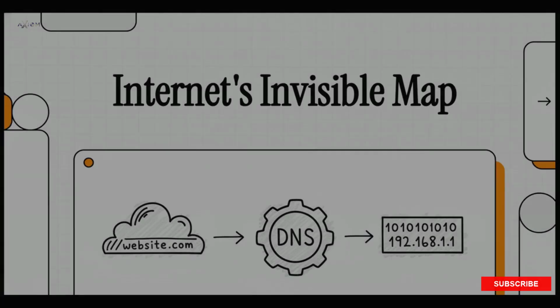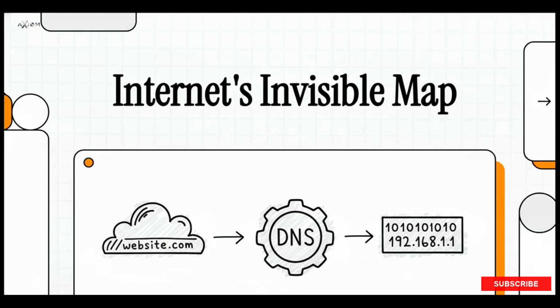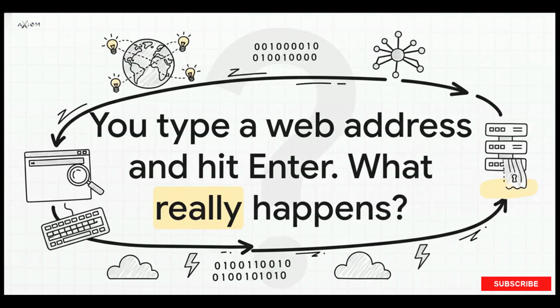Here we go. Every single day, billions of us use the internet without even thinking about this silent, invisible system that makes it all possible. It's called DNS, and it's basically the magic that turns the website names we type into the numbers computers actually need to work. So let's dive in and demystify the internet's most critical and honestly most overlooked piece of infrastructure.